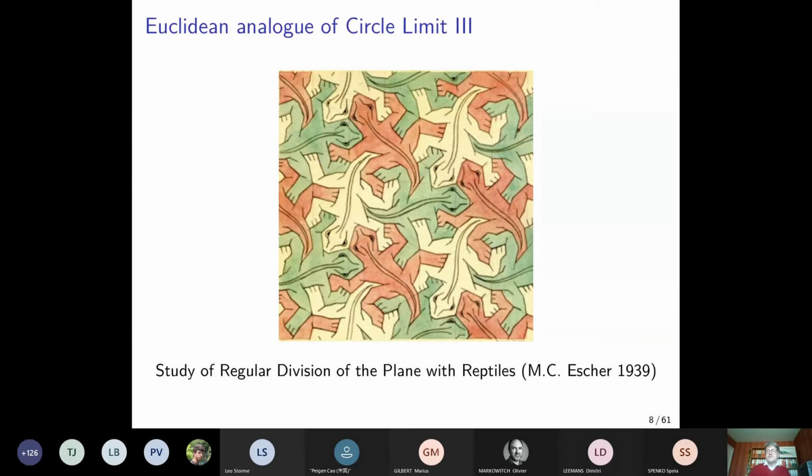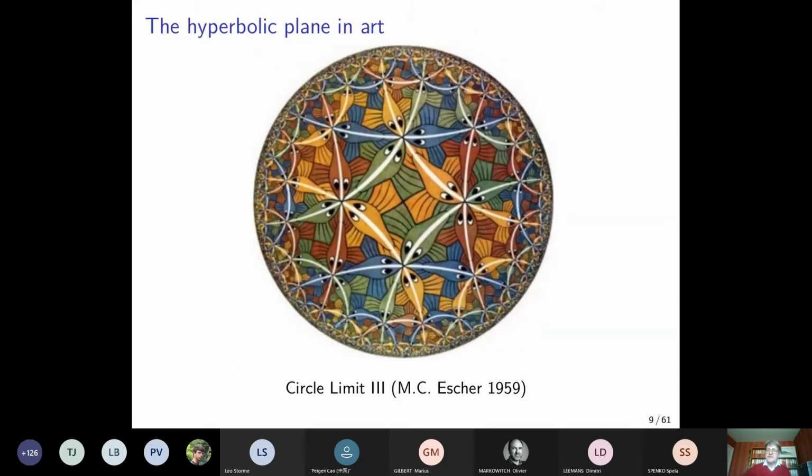To understand the picture Circle Limit 3, which I just showed, it is best to look at a much older Euclidean analog, also by M.C. Escher. We see that the Euclidean picture is preserved by translating in a number of directions. So I'm just indicating some of those directions. It turns out that the regularity of the picture Circle Limit 3 may be explained by a similar kind of translation invariance, but now in the hyperbolic plane.